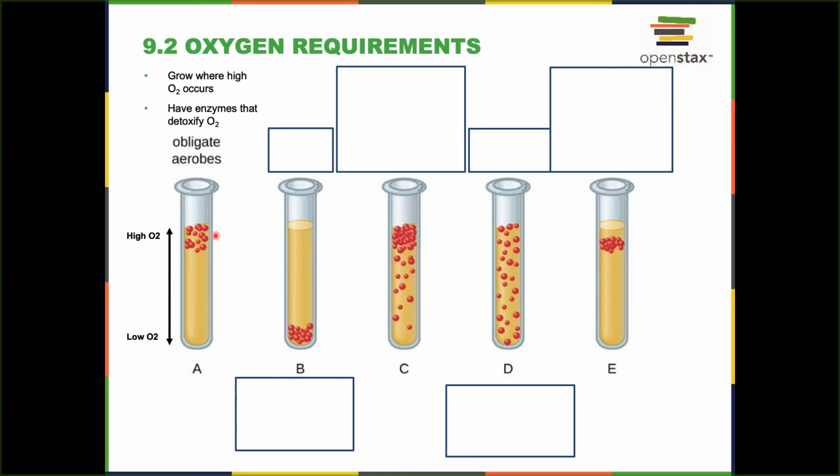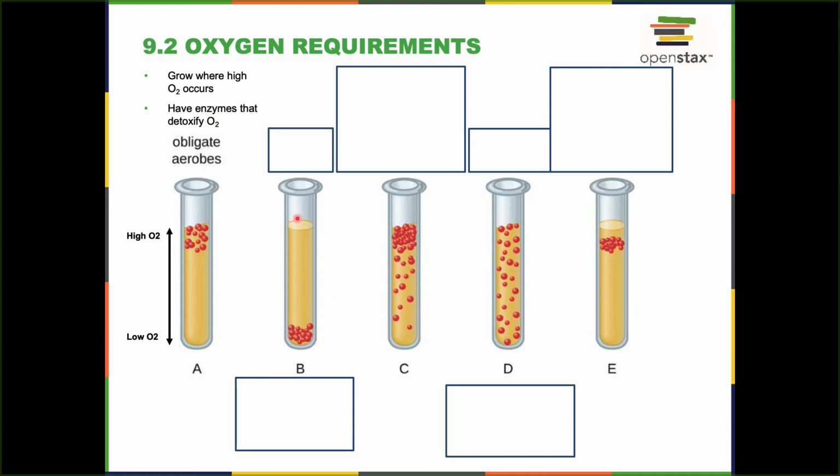If you said obligate aerobes, that's correct, because these are growing in an area and only in the area where there's high amounts of oxygen, right? These are our obligate aerobes. They have to grow where high oxygen is because they must grow with oxygen. And consequently, they also have enzymes that detoxify oxygen, right? So they can survive in this oxygen environment.